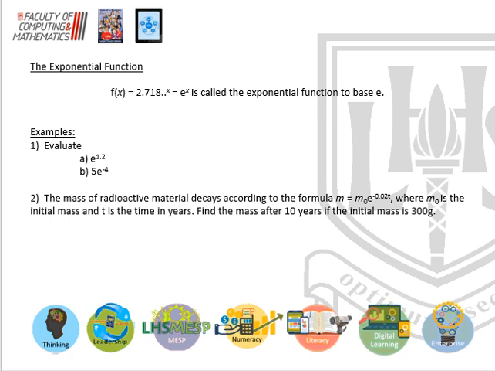Now, like pi, e is an irrational number that doesn't stop. It carries on and on and on, and it's got its own value that never changes. In all cases, e is 2.718 and so on. That's called the exponential function to base e when you raise it to the power x.